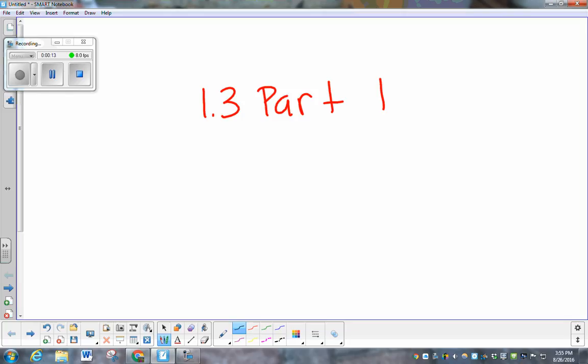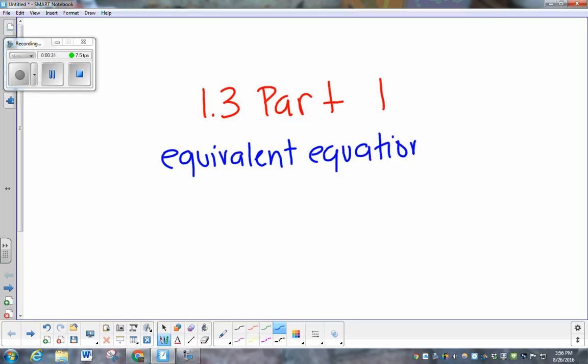We're going to talk about solving one-step equations, which you did last year, and combining like terms, which you also did last year. We'll also do some distributive property. So first we're going to talk about equivalent equations. And these are equations that have the same solution or solutions.